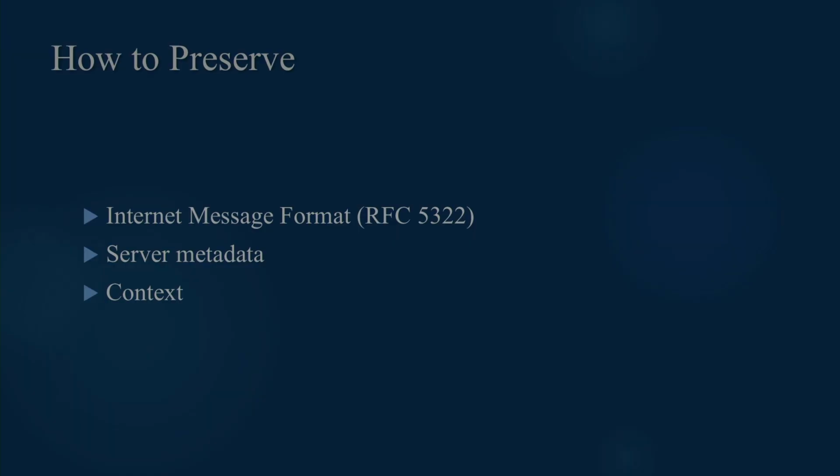So as far as preservation goes, there are three key aspects to this. You need to preserve as close to the original format as possible. So when you connect to the server through Gmail API, Exchange Web Services API, or IMAP, the message comes over the wire in MIME format in RFC 5322. So you want to have a good copy of that message.